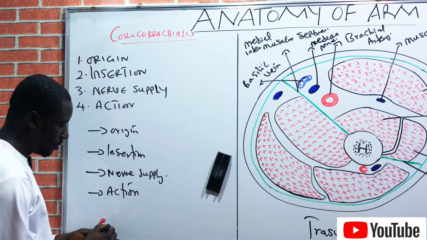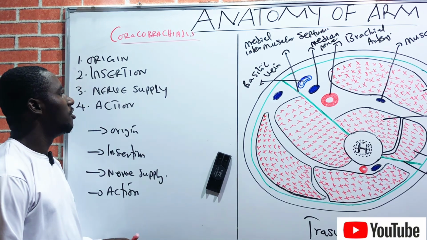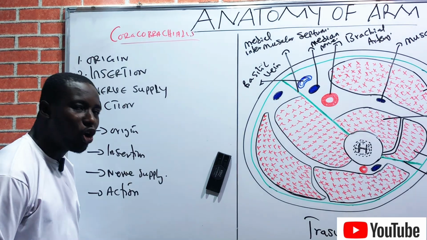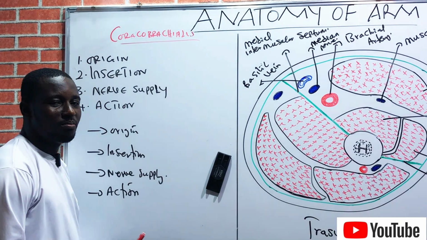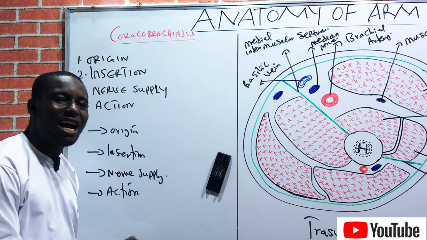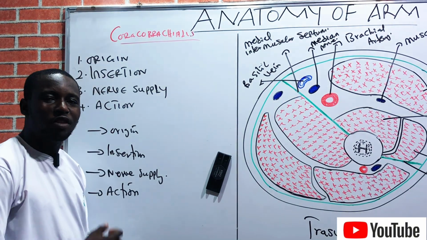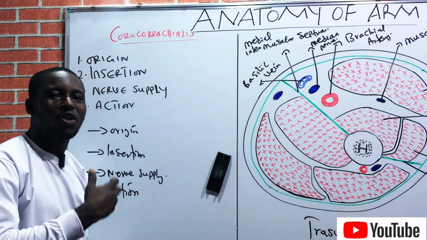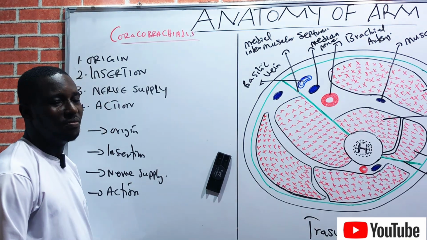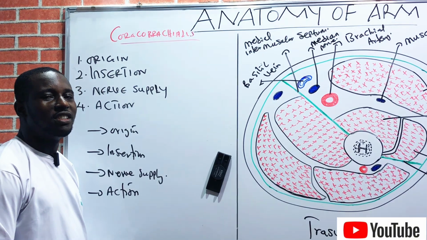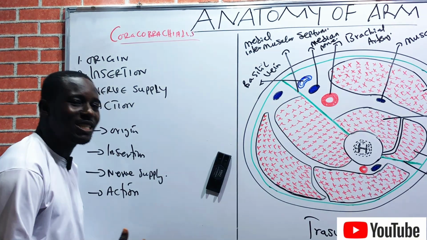The action. What is the action of the coracobrachialis? It is a weak flexor and adductor of the arm. Very, very important. It is a weak flexor and adductor of the arm. That is the action of the coracobrachialis. Okay, the next muscle we'll be discussing is the brachialis muscle.